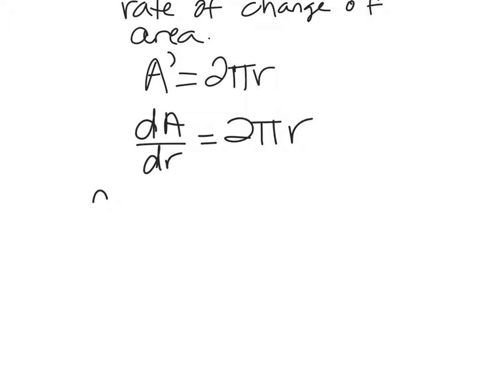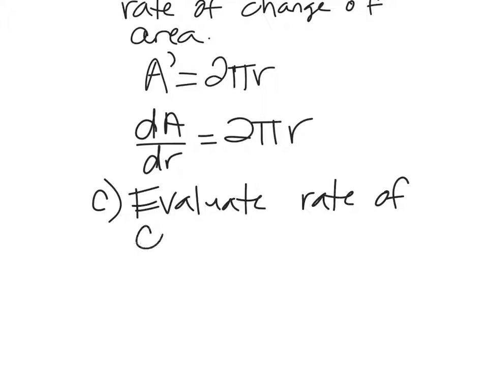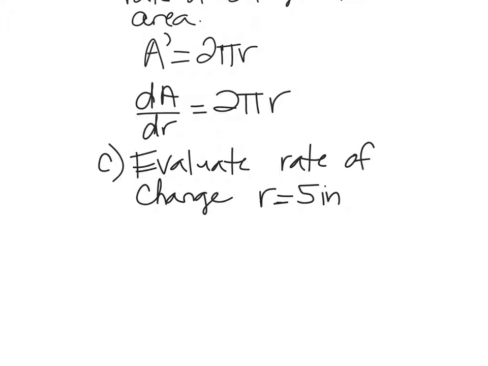Now C would then be to do an actual problem. So we're going to evaluate the rate of change of a circle when r is 5 inches. Once you find the rate of change, you can now find the rate of change for any radius. They just said 5, for example. So you're going to go ahead and plug it in.